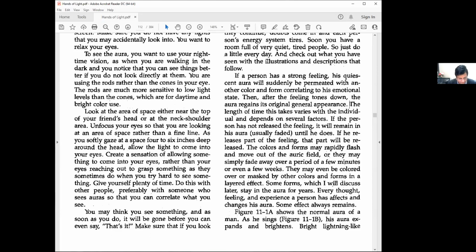The length of time this takes varies with the individual and depends on several factors. If the person has not released the feeling, it will remain in his aura, usually faded, until he does. If he releases part of the feeling, that part will be released. So again, stuff that we hang on to becomes like a rock in our auric field and it gets stuck. So if you've experienced something very traumatic, that energy which is coming in can remain stuck in the aura. And when we transcend it, it releases and the auric field gets cleared up.